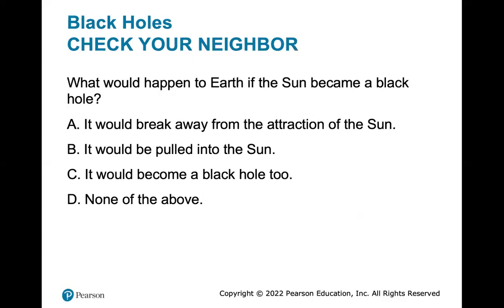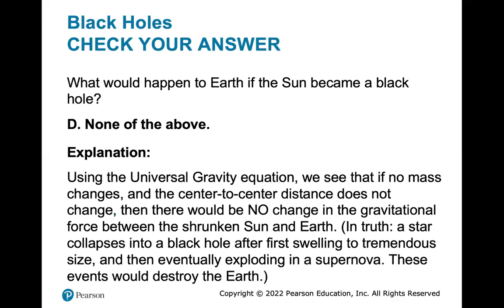So let's see. What would happen to Earth if the sun became a black hole? It would break away from the attraction of the sun. It would be pulled into the sun. It would become a black hole too. None of the above. And the truth is, it's none of the above, because if the sun were to collapse, it would have the same mass, and it would have the same center point. So the distance between the two would be the same, and the gravitational attraction would be the same. So none of the above is the answer.